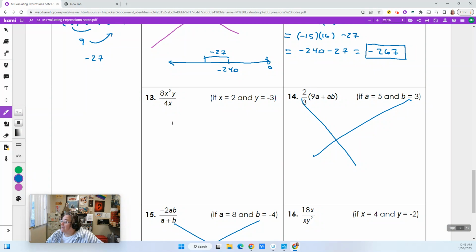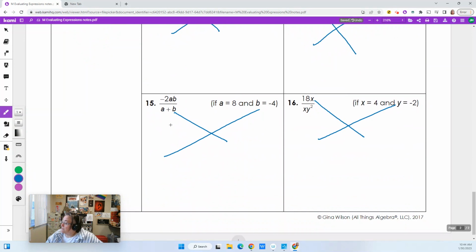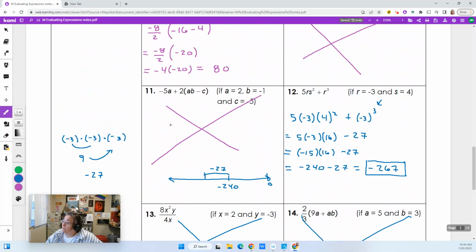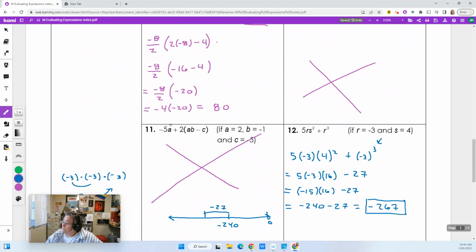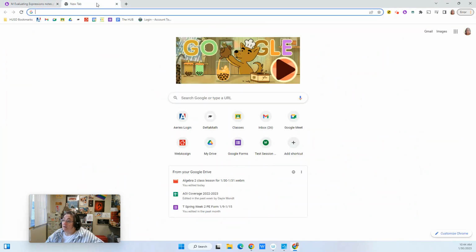So I don't even know if I want to do any more of these, actually. I think we're going to call it on this one because I want to show you the Delta Math. I'm going to leave these up for you, and we'll come back to them in just a second, but I want to switch over to Delta Math so that you can see the kind of problems that you'll be working with in Delta Math and how to solve them.